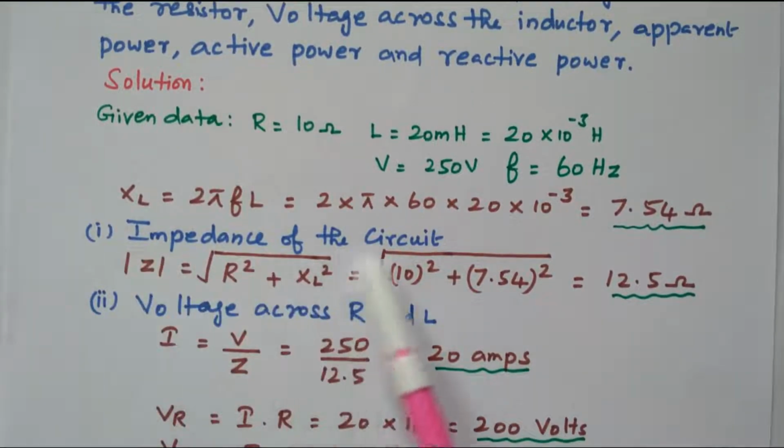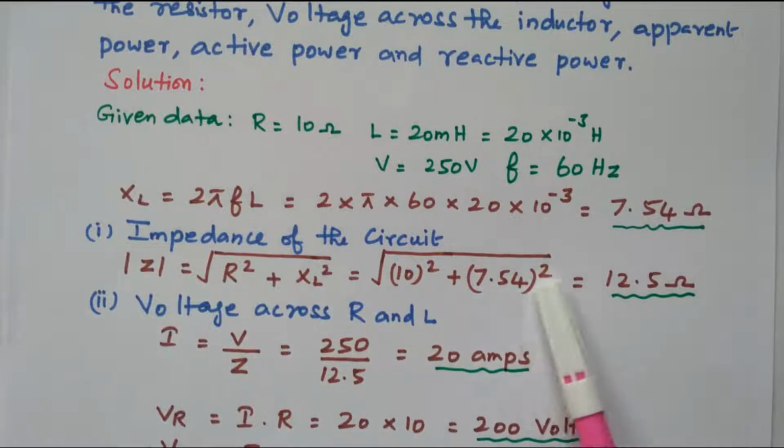First we will find the impedance of the circuit. The magnitude of Z equal to square root of R square plus XL square. The formula is there. So R square is 10 square, XL is 7.54 square. By simplifying this we got 12.5 ohm. The impedance of the circuit is 12.5 ohm.